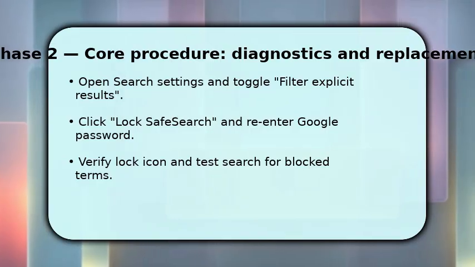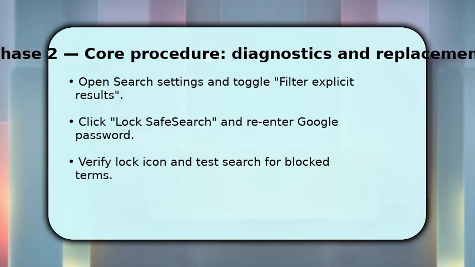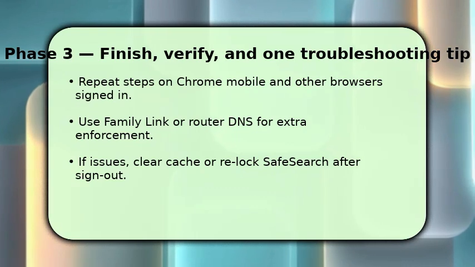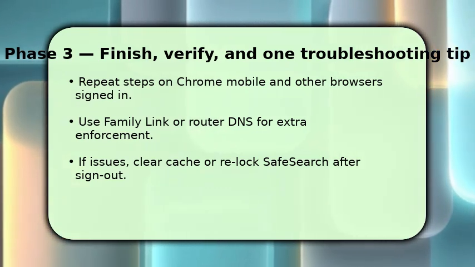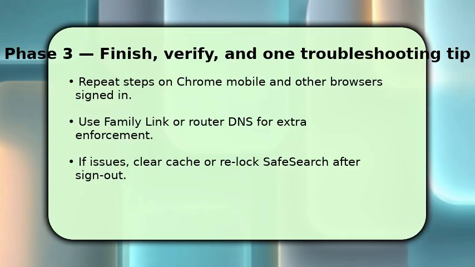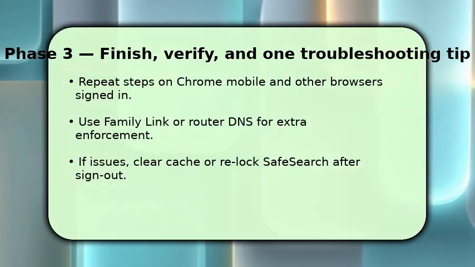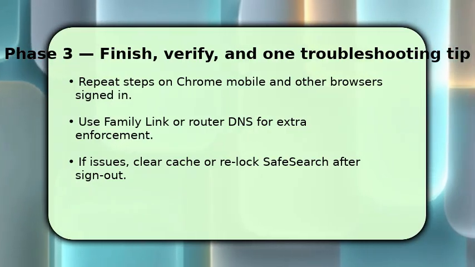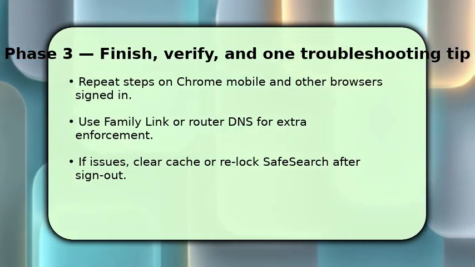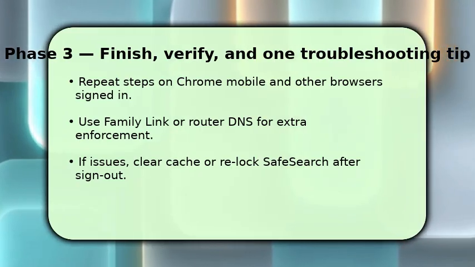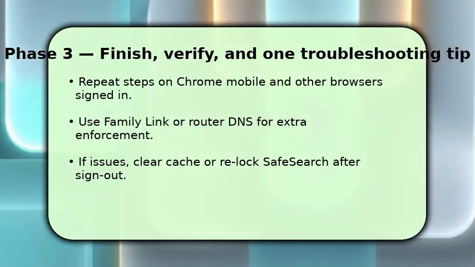Finish by signing into Chrome on other devices and confirming the SafeSearch lock. Consistency matters. For stronger control, enable Google Family Link for child accounts or set DNS-level filtering on your router to prevent bypass. If SafeSearch behaves unexpectedly, sign out, clear browser cache and cookies, then sign back in and relock SafeSearch. This often resolves stale settings. If someone can still change it, check for multiple Google accounts.